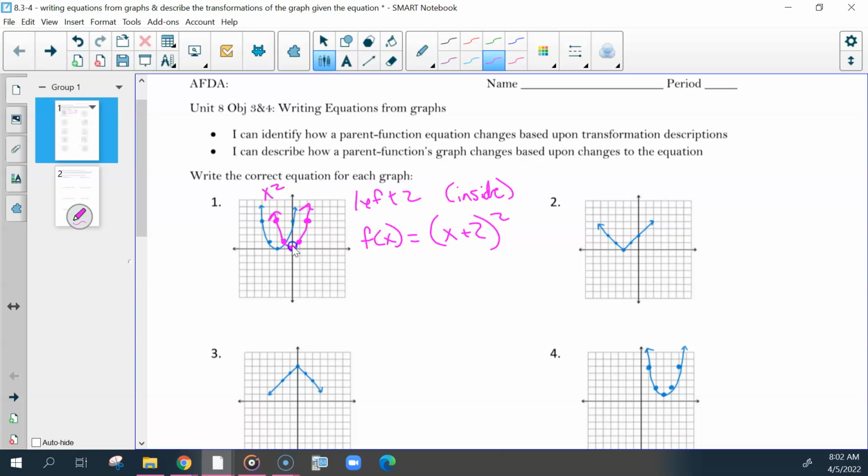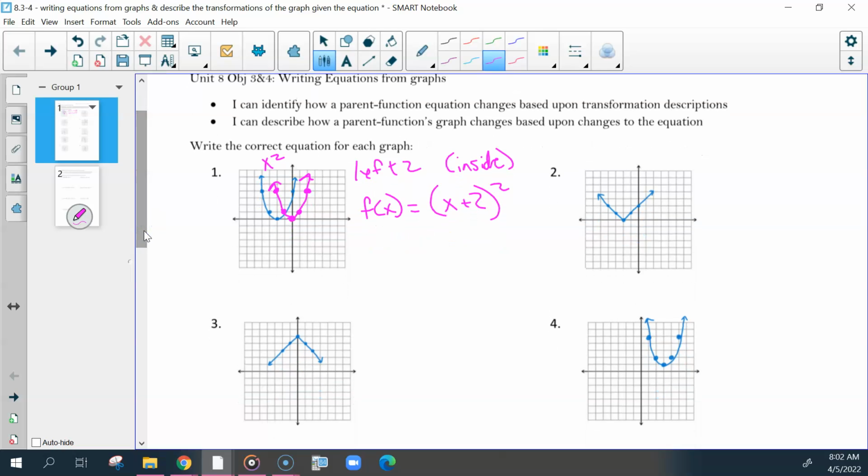Before we move on to the next one, what questions do we have on that? Now we're going to try number 2. And this is not a U shape, it's a V, so this one has to be your absolute value. So being able to recognize which one it is. Right now we're only going to deal with these two, quadratics and absolute value.